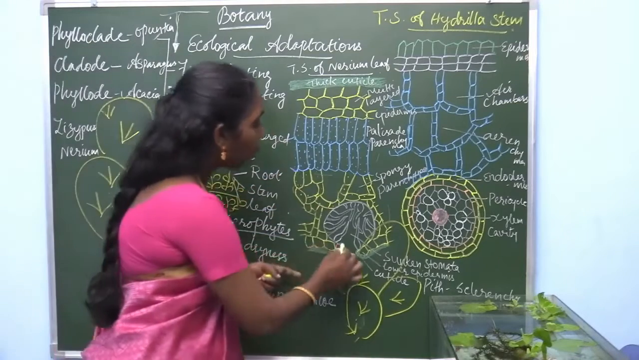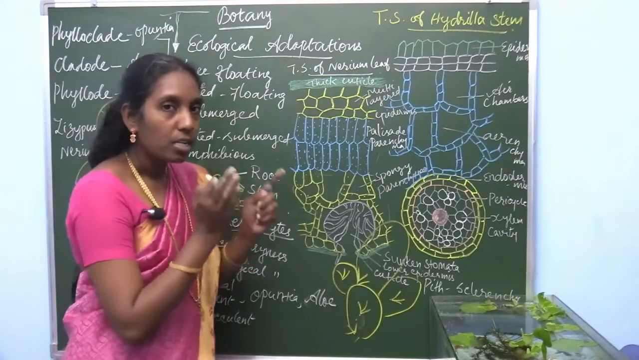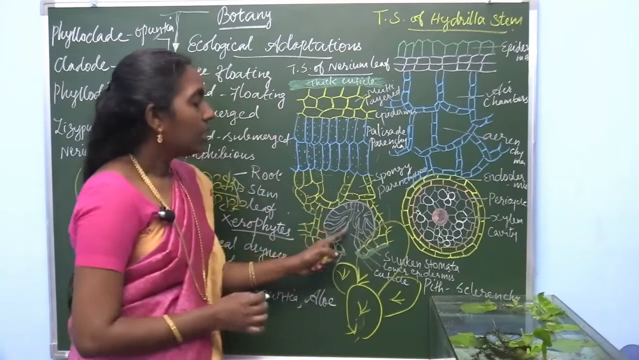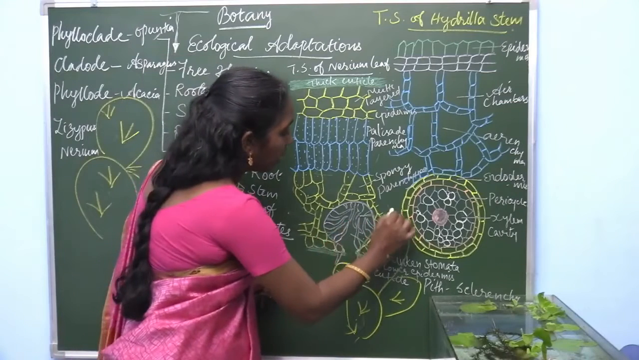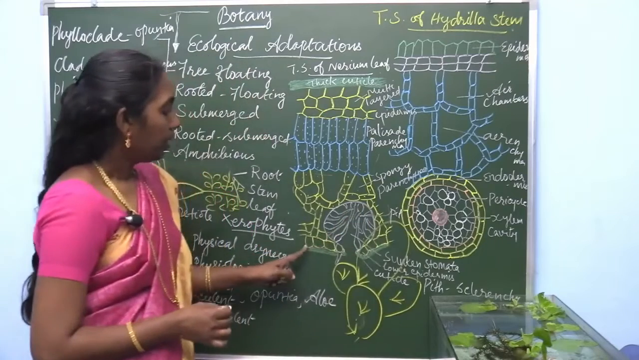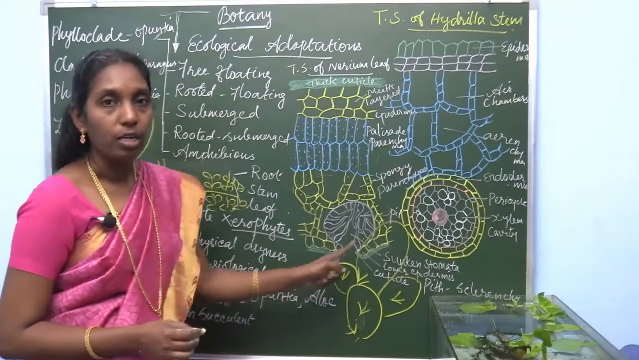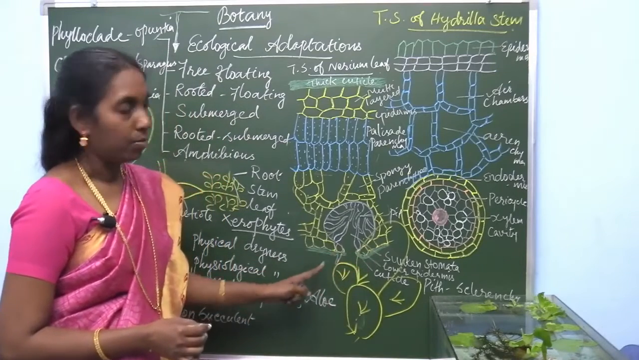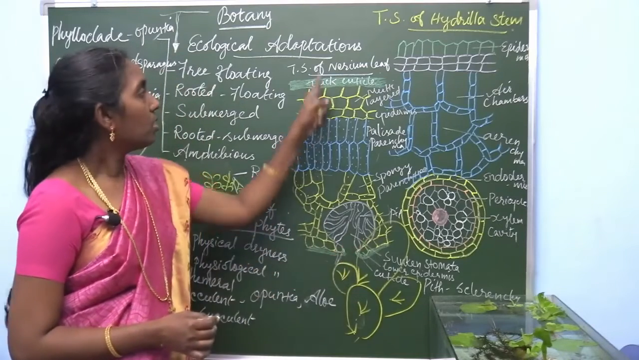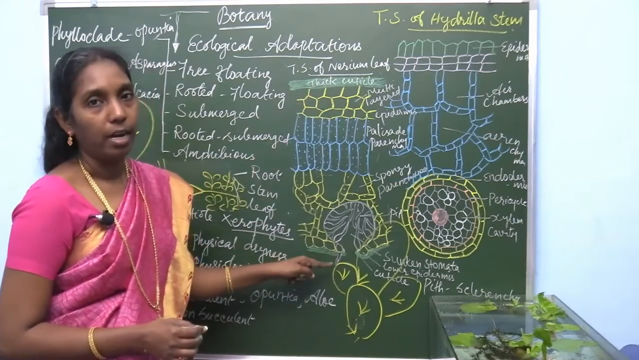Another example, sunken stomata. Sunken stomata is seen only in the lower epidermis, which contains a number of hairs. This is the pit, the sunken pit, which contains the hairs. And this is the lower epidermis, and this is the cuticle outer to the lower epidermis. Sunken stomata are seen only in the lower epidermis. So these are the anatomical adaptations observed in xerophytes.